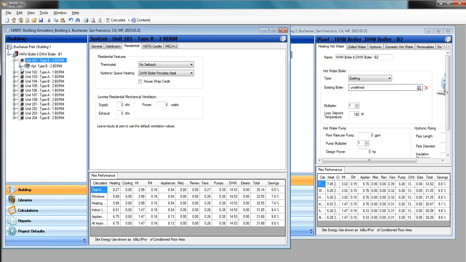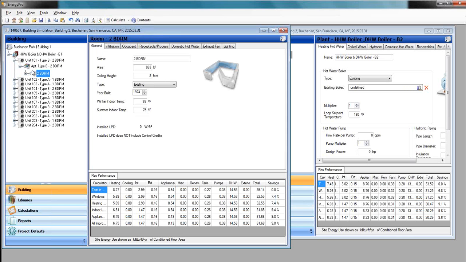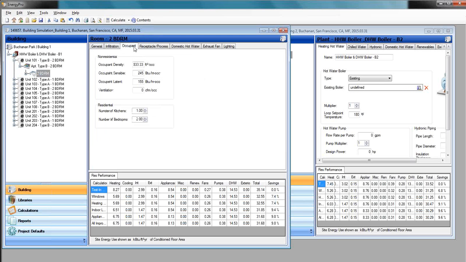Another very important thing to remember for domestic hot water calculations is to ensure you have the correct occupancy count for your residential side of things down here. Number of bedrooms and kitchens does make a large effect on the energy modeling. So you want to make sure your number of bedrooms and number of kitchens is accurate. And also, you'll get an error if you've done this wrong, so the software will tell you.